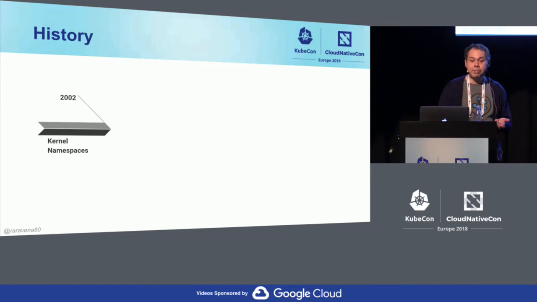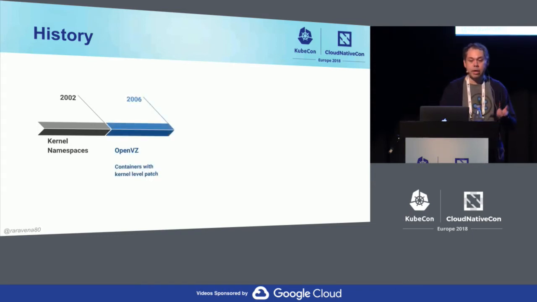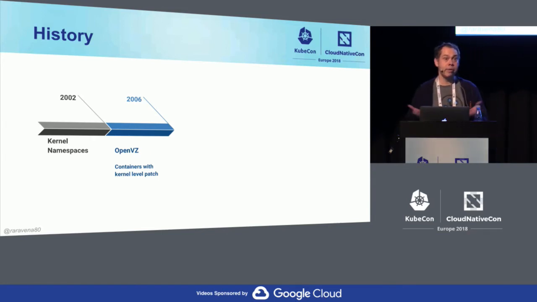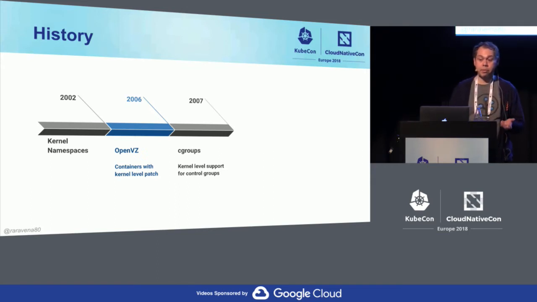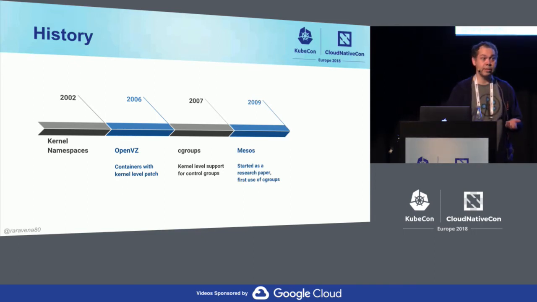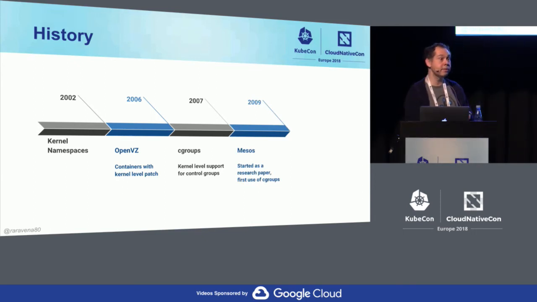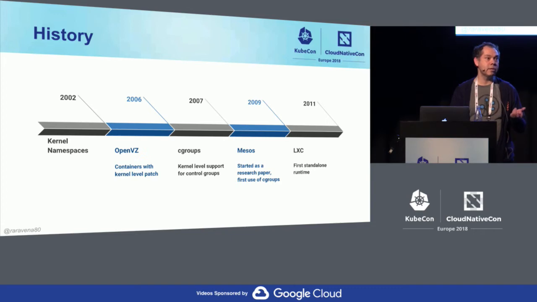So in 2002, kernel namespaces became available in the Linux kernel, and that's the first feature related to containers. Then in 2006, OpenVZ was created so you could run containers, but you needed a kernel-level patch, so you needed to create your own kernel image, boot up your server, and run your containers with that specific kernel image. And then in 2007, another feature related to containers became available in the kernel, and that's C groups. Then in 2009, Mesos started as a research project at UC Berkeley, and that was the first implementation of C groups in user space. Then in 2011, LXC became the first standalone container runtime.